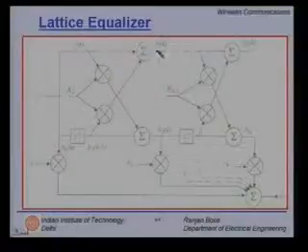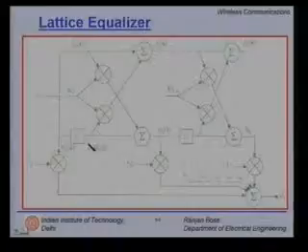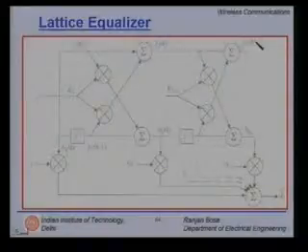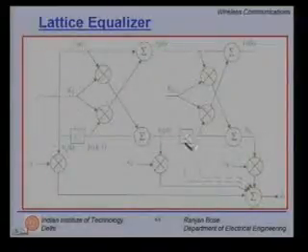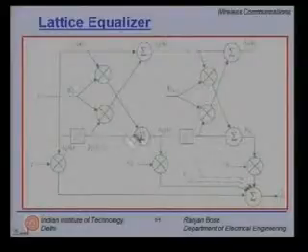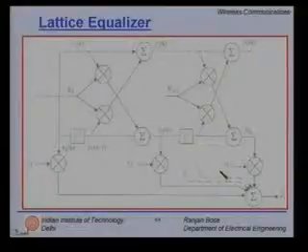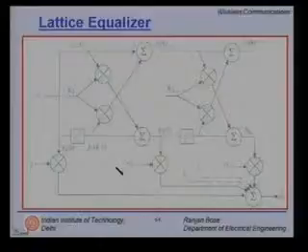Here is the forward loop. Here is the backward loop. The forward loop is characterized with f1k, f2k, and so on till fnk. The backward loop has these coefficients b1,k minus 1, b2k, and so on till bnk. The delays are here, C1, C2 up to Cn, and this particular structure is called the lattice structure.